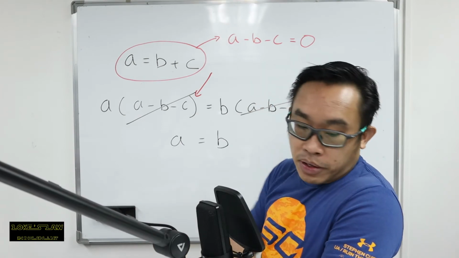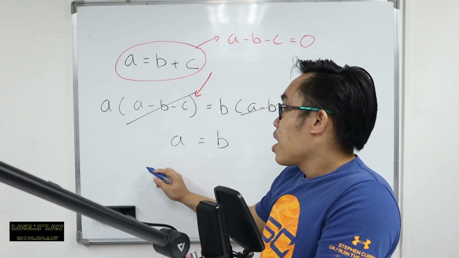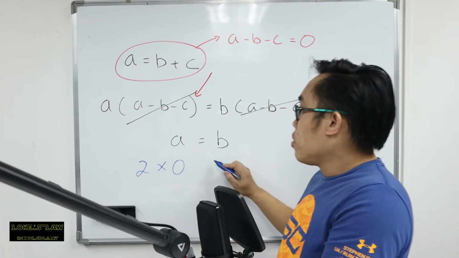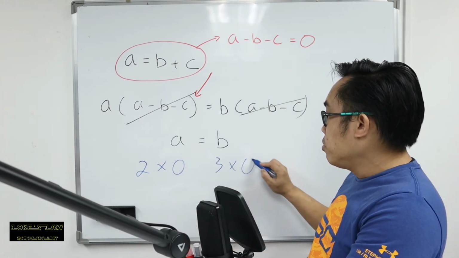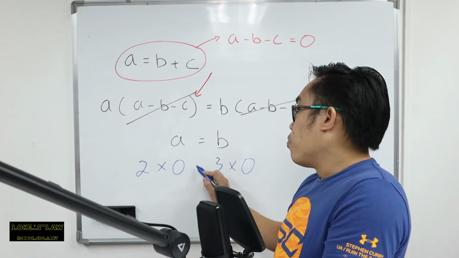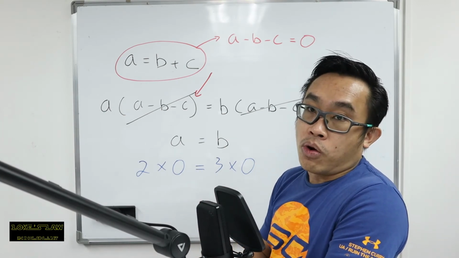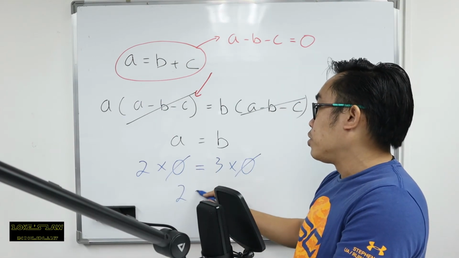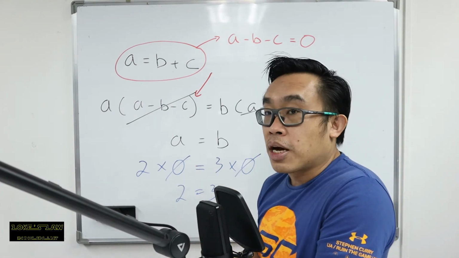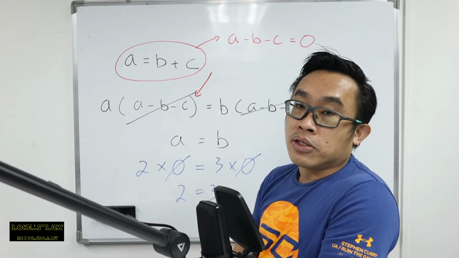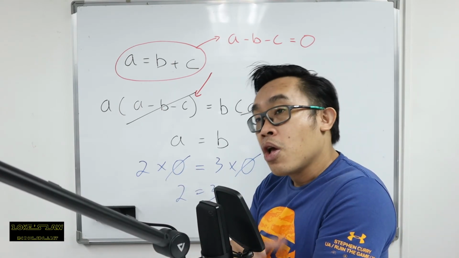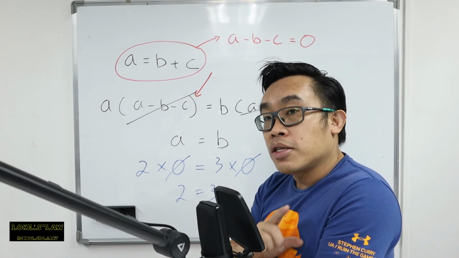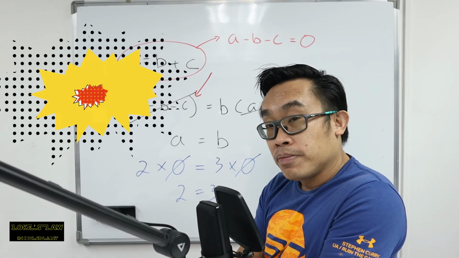For example, 2 multiplied by 0 is 0, and 3 multiplied by 0 is 0 as well. So when you make them equal, definitely they're equal because both sides are 0. But if you cancel the 0, you will find that 2 is equal to 3, so something is wrong. The moral value behind this question is: do not simplify a 0.